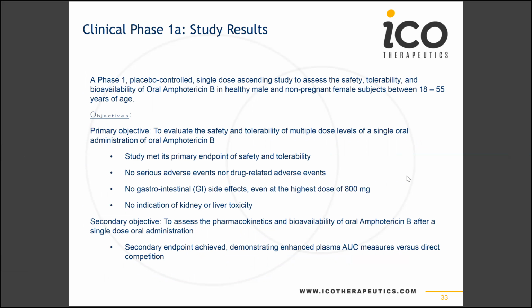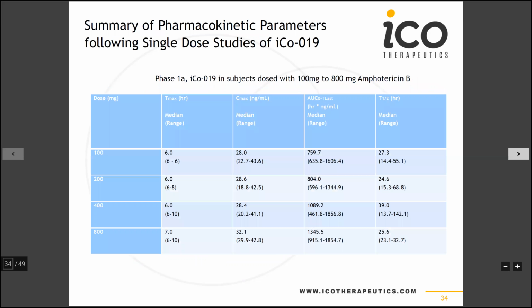We did not see any renal damage, or liver damage, or GI side effects at all. We didn't see any adverse events over the single dose period of time. And the other thing was the pharmacokinetics and the bioavailability of oral AMP-B after a single dose administration. And again, it was this AUC that's really important. And what I'm showing you here in this table is that PK data.